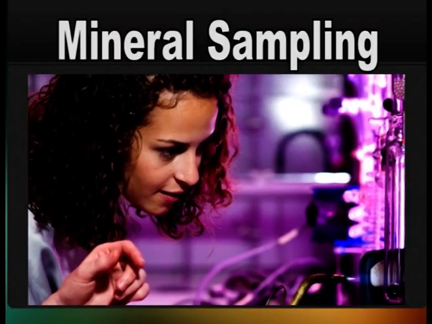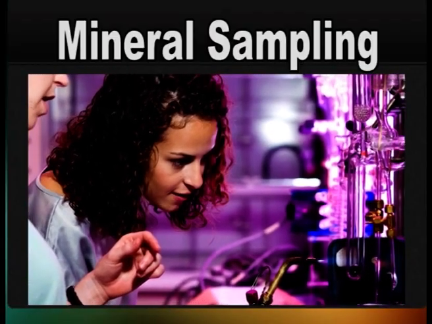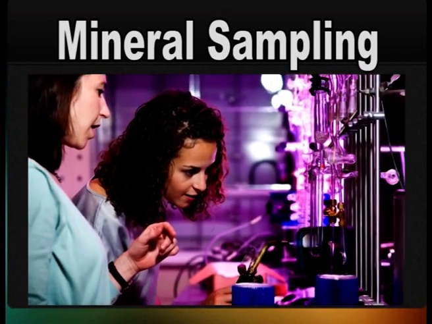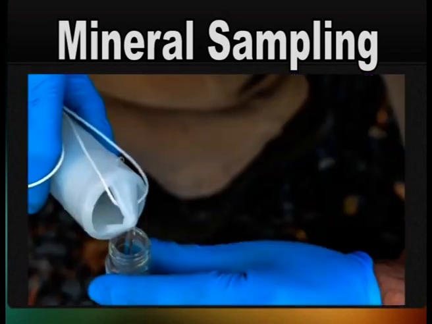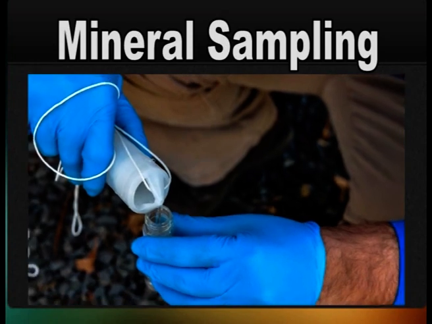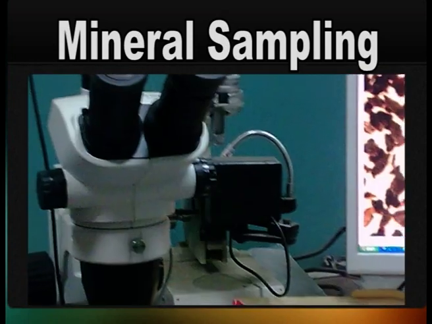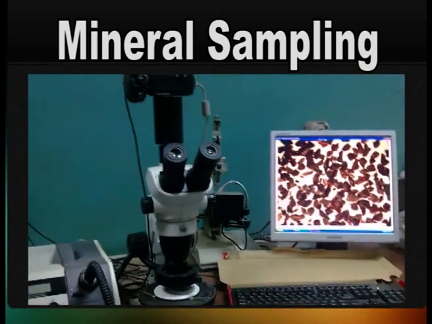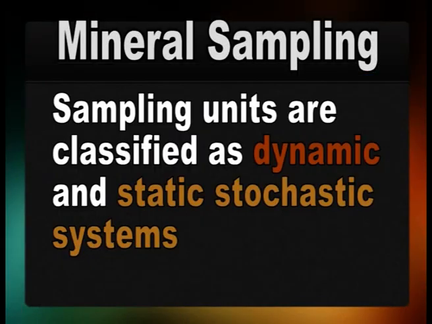The objective of sampling in mineral processing is to estimate grades and contents of sampling units in an unbiased manner and with an acceptable and affordable degree of precision. Sampling units are classified as dynamic and static stochastic systems. Generally, sampling is the process of selecting a part of a whole such that a measured value for the part is an unbiased estimate for the whole.